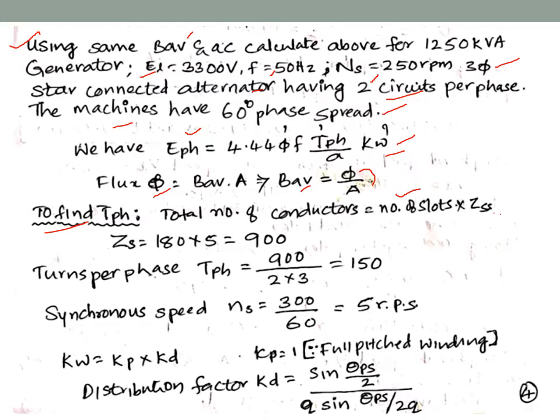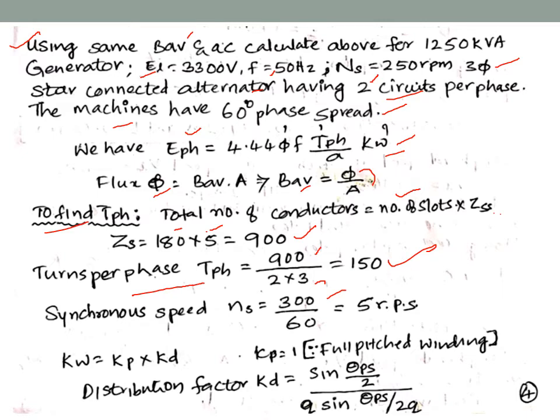So 180 slots, conductors per slot is 5. So total number of conductors is 900. So turns per phase, total conductors divided by 6. 6 TPH is equal to total number of conductors. So 150. Okay. So synchronous speed 5 RPS.